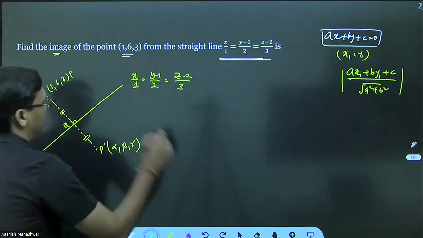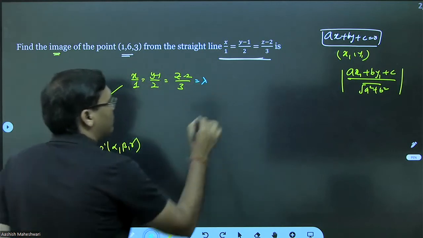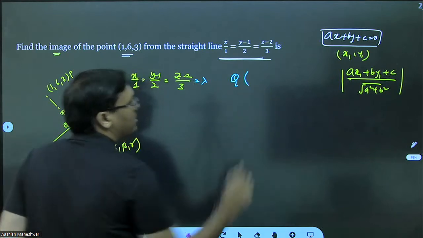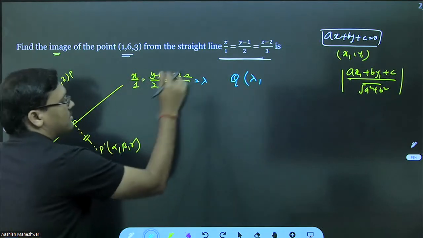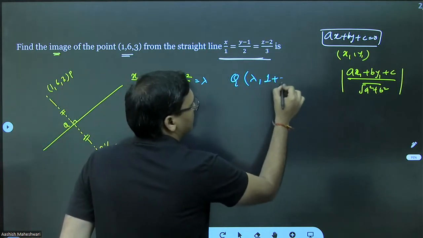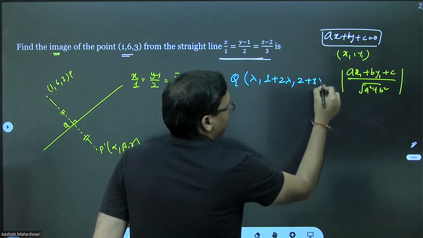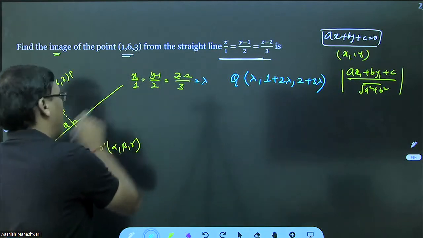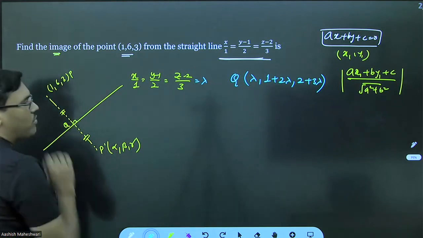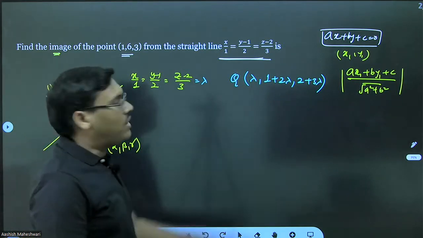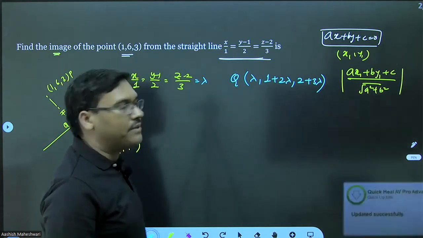Okay. So any point on this line, if I take, let's say this as lambda, I can take point Q as: just cross multiply this, lambda, 1 plus 2 lambda, and 2 plus 3 lambda. So any point on this line I can take as this, where lambda is some parameter. So we have got point Q in terms of lambda. Now, how can you get the value of lambda?